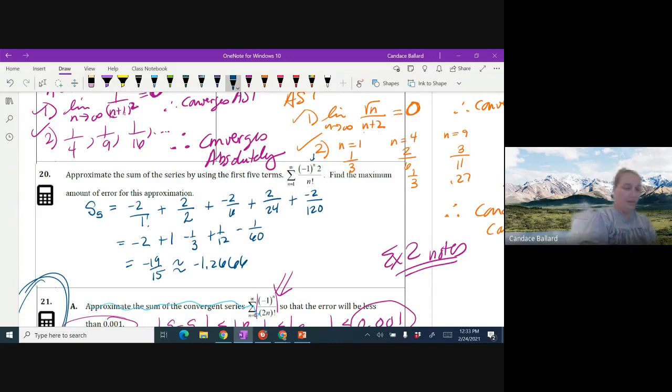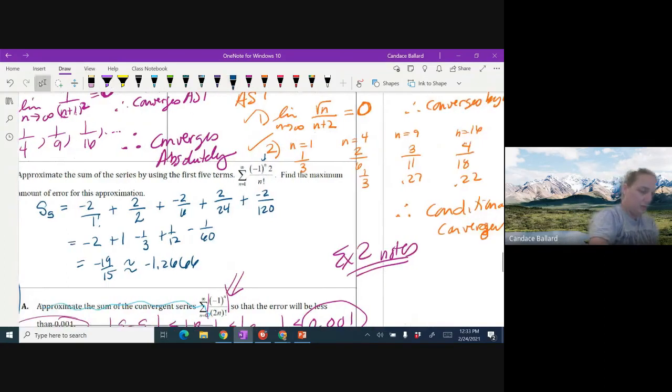Okay, so the max error, let me go to a totally different cover we haven't used. So max error is the value of the first skipped term, right? The last unused term. So it basically says that the remainder is the absolute value of the term beyond it, or less than the term beyond it.